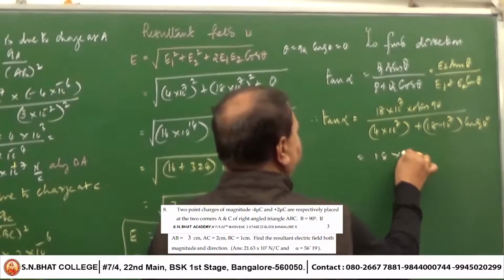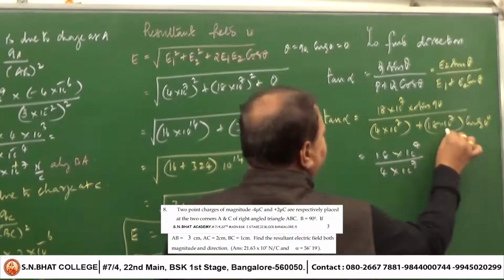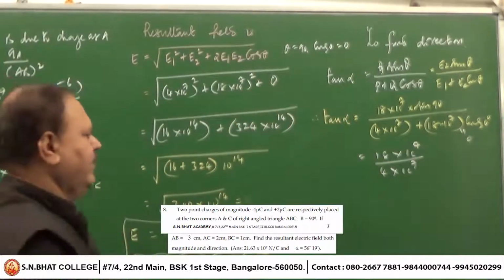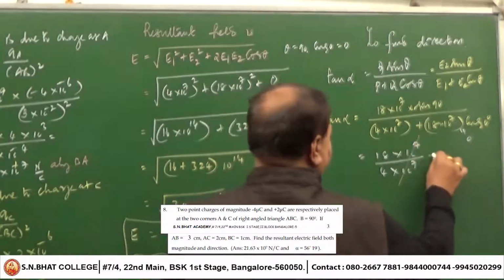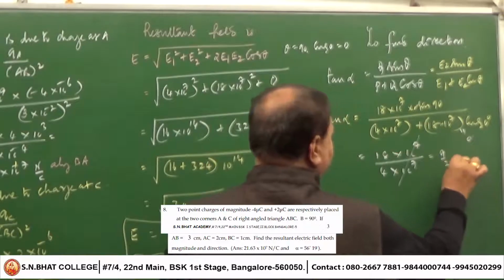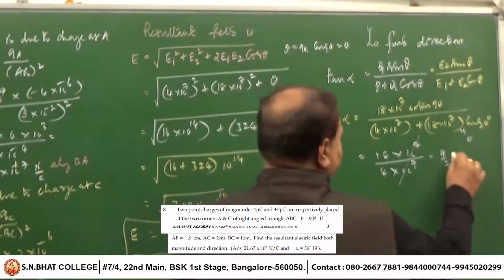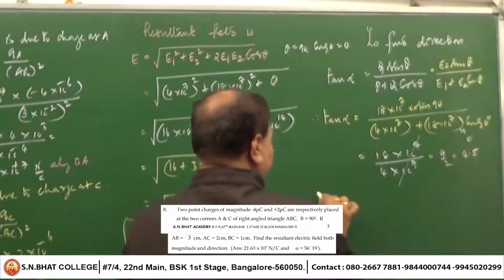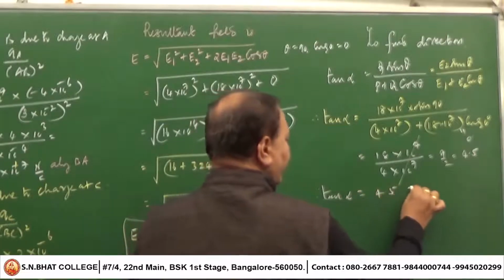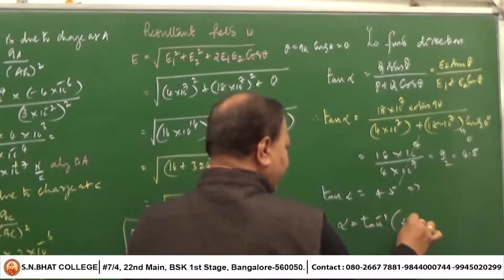What you are getting is 18 into 10 to the power of 7 over 4 into 10 to the power of 7, because this term vanishes to 0. Cos 90 is equal to 0. 10 to the power of 7 also gets cancelled. If you divide by that, it becomes 9 by 2. Again, if you divide that, it becomes 4.5. Therefore, your tan alpha is equal to 4.5, which implies your alpha is equal to tan inverse of 4.5.